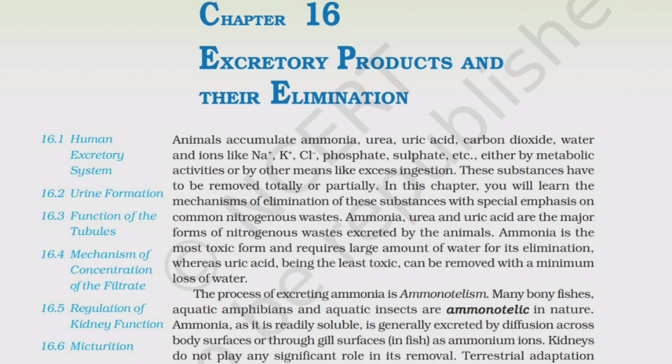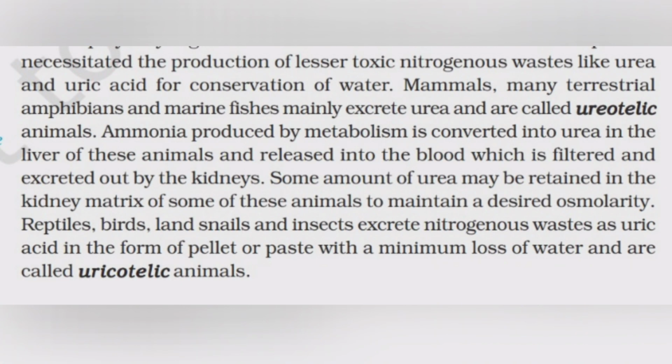Ammonia, as it is readily soluble, is generally excreted by diffusion across body surfaces or through gill surfaces in fish as ammonium ions. Kidneys do not play any significant role in its removal. Terrestrial adaptation necessitated the production of less toxic nitrogenous waste like urea and uric acid for conservation of water. Mammals, many terrestrial amphibians, and marine fishes mainly excrete urea and are called ureotelic animals.